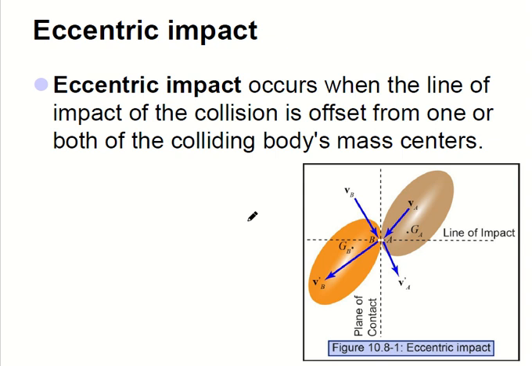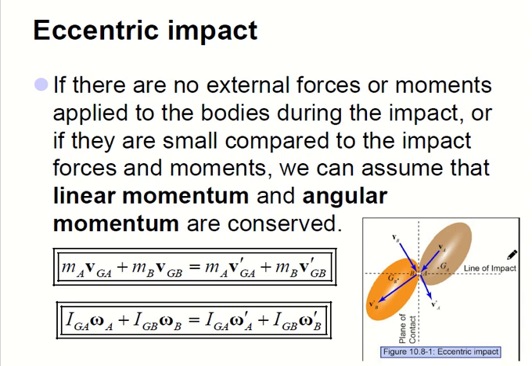So eccentric impact happens when the line of impact of that collision is offset from one or both of the colliding bodies' mass center. So when you look at the mass center, here and here, it isn't on the line of impact. It's definitely offset. Offset means it's shifted away from that line of impact. At that time, you're going to get the eccentric impact.